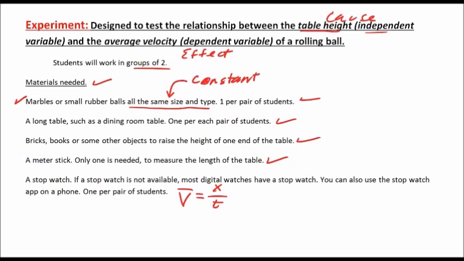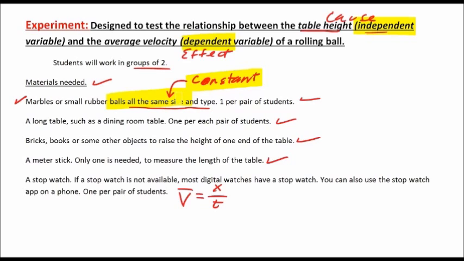A constant is something that doesn't change. Variables change, and in this case there should only be two variables: the independent variable and the dependent variable. Those are the only two things that can change. The constants have to remain constant. So they want to use, throughout this experiment, the same size marbles if they're using marbles, or the same size rubber balls if they're using rubber balls.